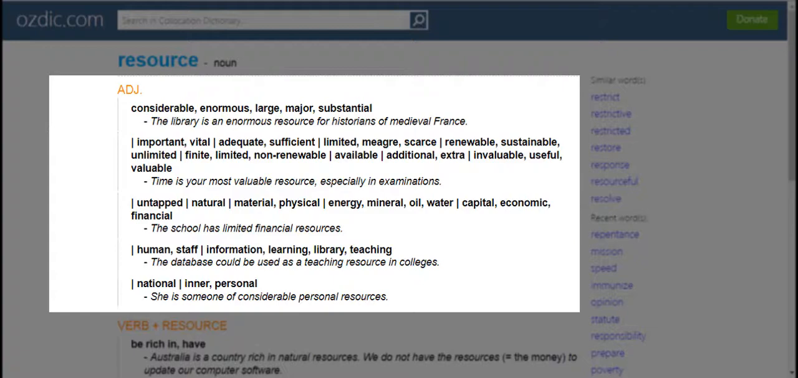I can see which adjectives are commonly used with resource. I see different categories of words, such as the size of the resource, a considerable resource, or enormous resource. As I continue, I see more examples about the qualities related to a resource, such as an important or adequate resource. All of these words happen frequently alongside the word resource.